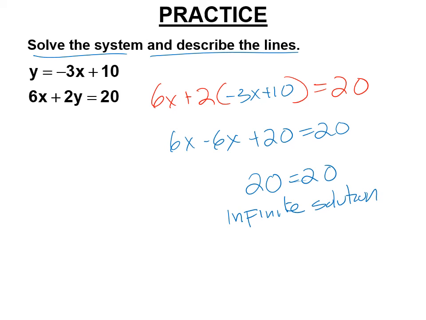But what does it mean about these two lines? They're not parallel. If you said that, think about it. It's how many times they cross. They cross infinitely. It's actually the same line twice.